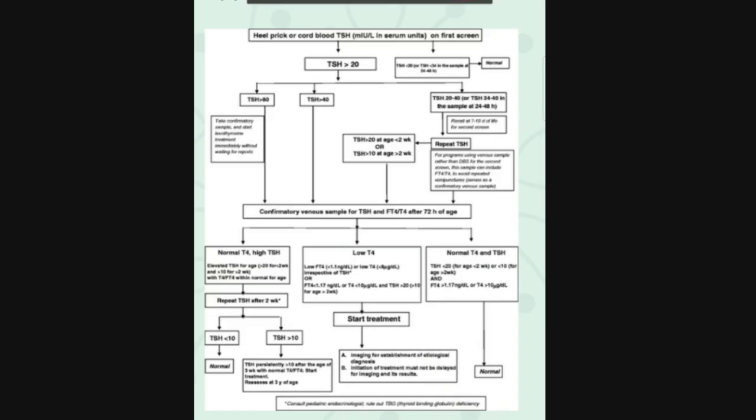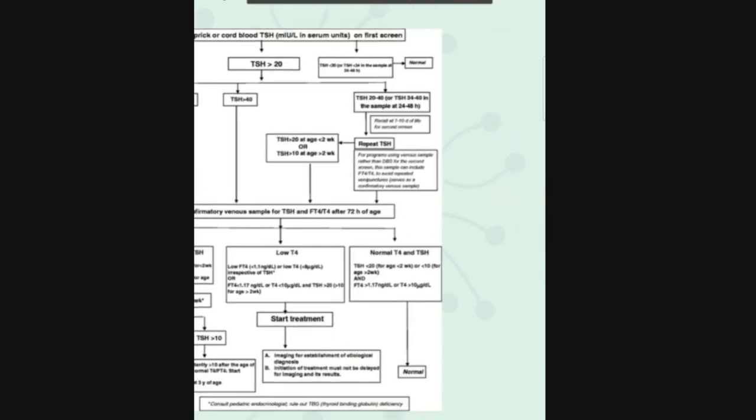T4 கம்மி தான். So if T4 is low, irrespective of TSH value, we are going to start treatment. We are going to do imaging for finding out the etiology. If T4 and TSH are normal, then it is normal, no issue. If TSH is 20 to 40, between 20 to 40, again திருப்பி ஒரு சாம்பிள் எடுக்க போறோம். So அந்த சாம்பிள் எடுக்கிறப்போ you are just going to repeat TSH.